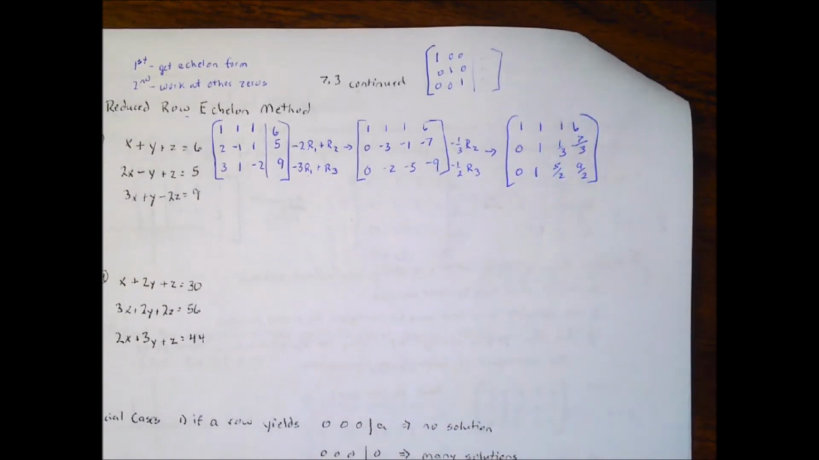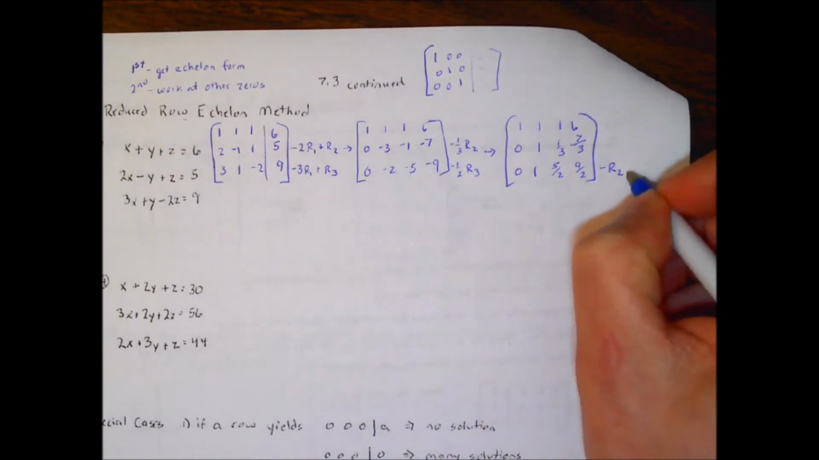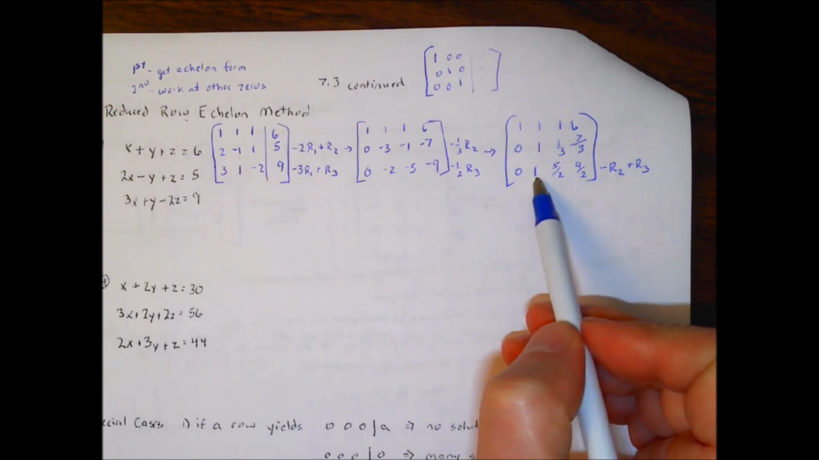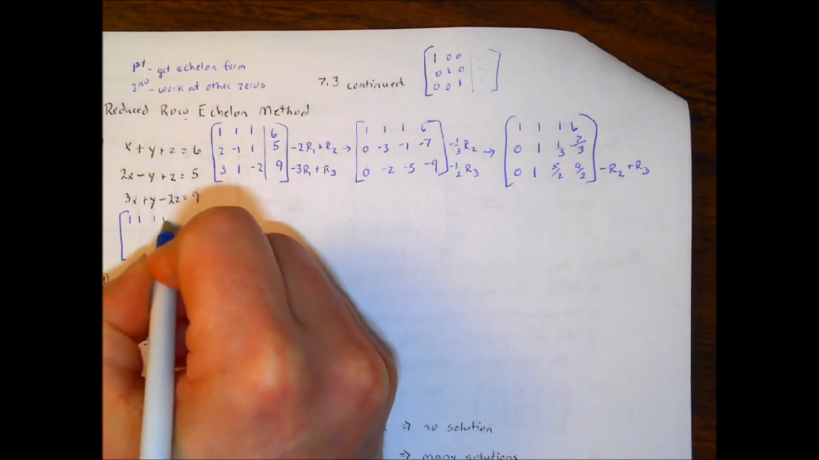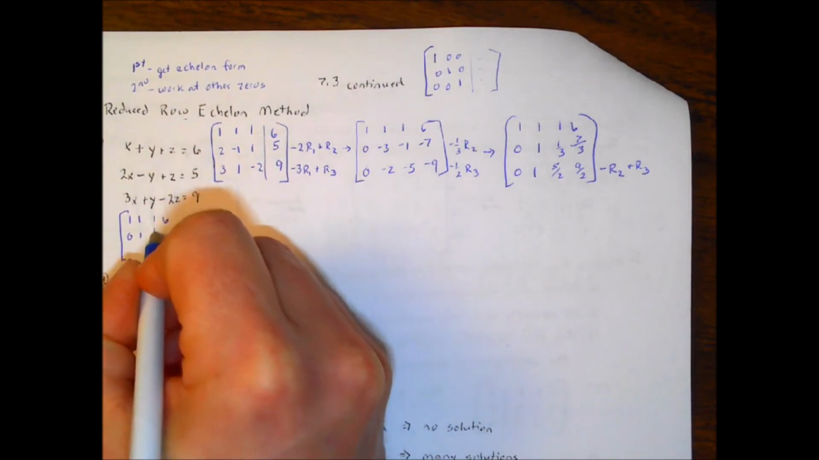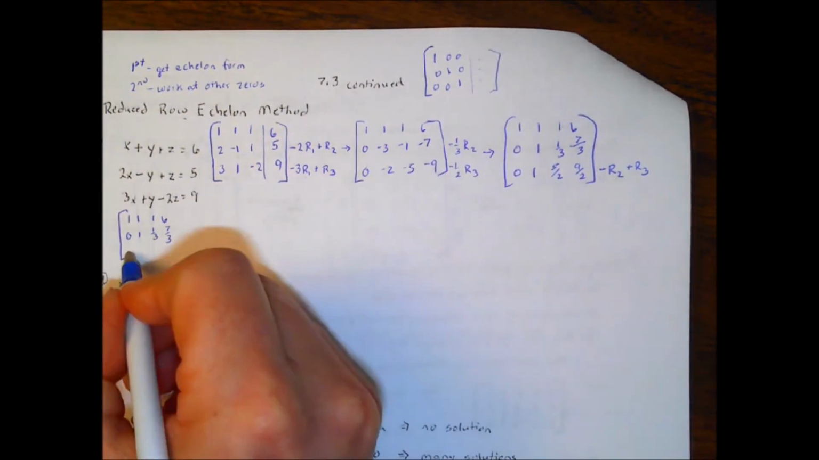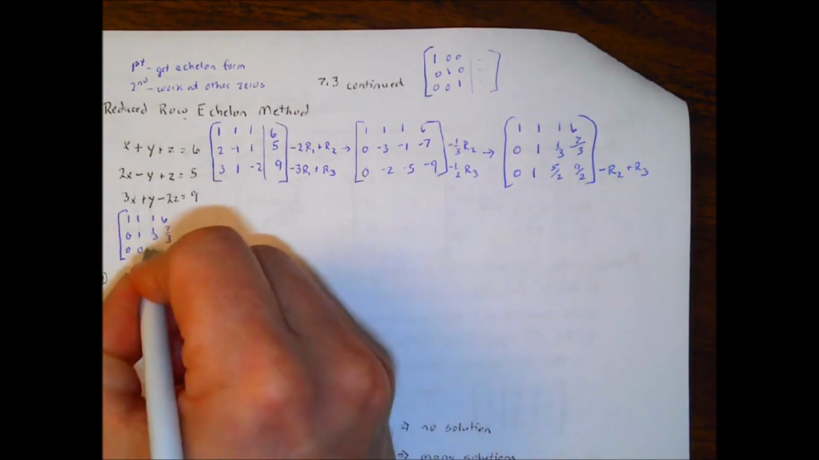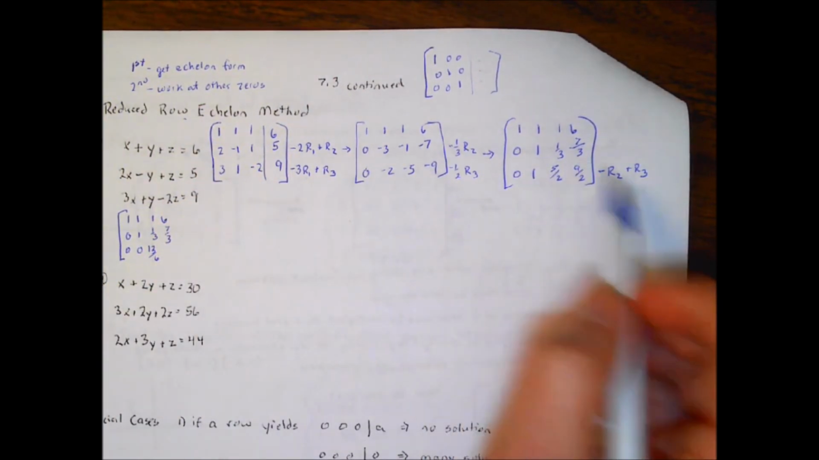Okay. Now I want to get a 0 here, so I'm going to do negative R2 plus R3. Okay, so negative of this and add it to this. Okay, so that gives me the top row is still 1, 1, 1, 6, and the second row I'm not changing. Third row, I'm going to negative 1 plus 1 is 0. Negative 1/3 plus 5/3 makes 13/6. Same thing here. Negative 7/3 plus 9 halves is 13/6.